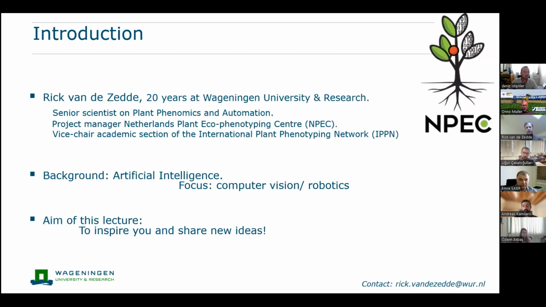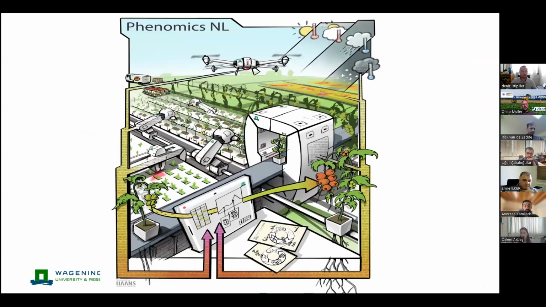But I'm Rick van der Zedde, indeed, working at Wageningen University in research on plant phenotyping. That's the only topic that I'm interested in, you could say. Doing it as a project manager in the phenotyping center, but also as a senior scientist. I'm running all kinds of research projects. I'm also in the international plant phenotyping network. I have a background in AI. I'll speed up a bit because I've got many things I would like to share today with you.